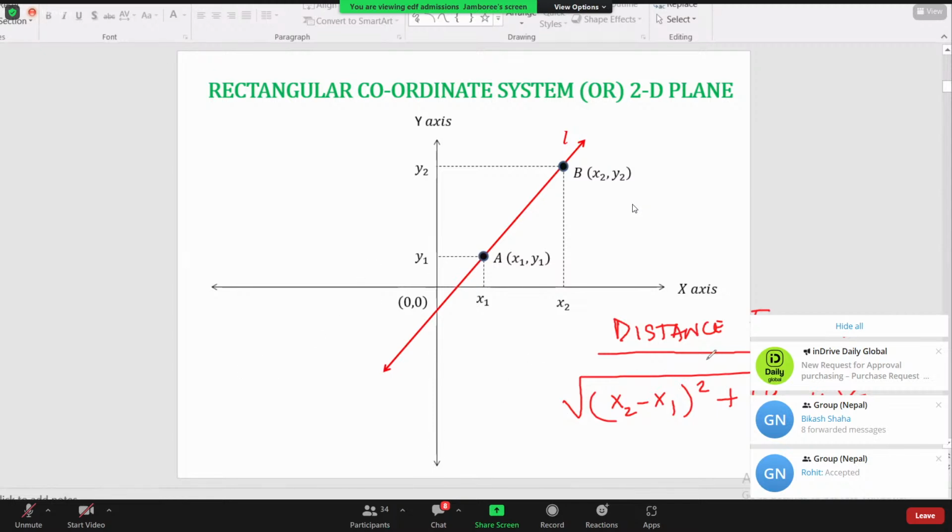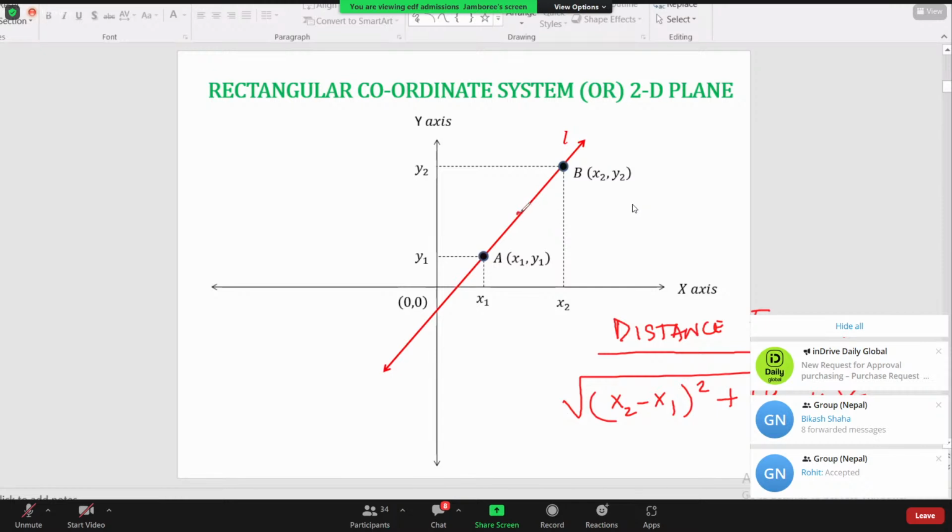To remember the idea, we can simply go by the formula: the difference of x coordinates squared plus the difference of y coordinates squared, whole square root, gives you the distance between the 2 points A and B. So you can be asked what is the distance between the 2 points A and B, or you can also be asked what is the length of the line segment AB.